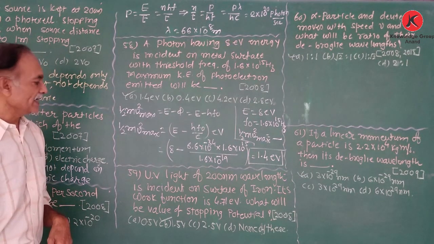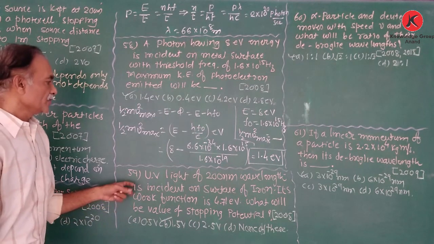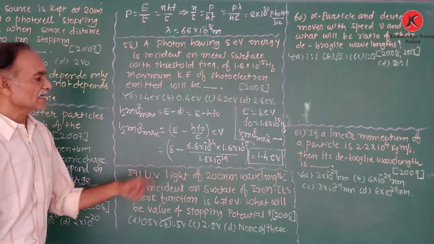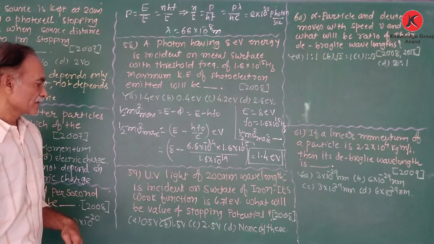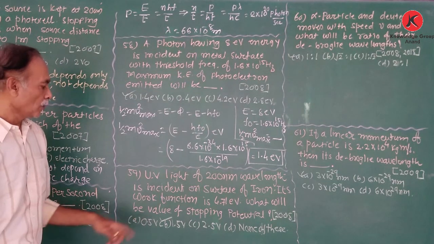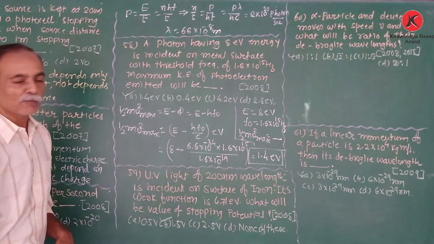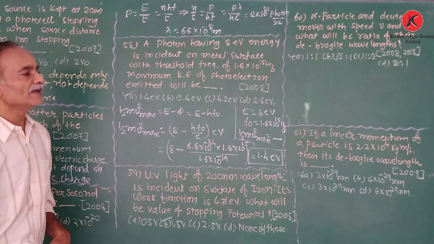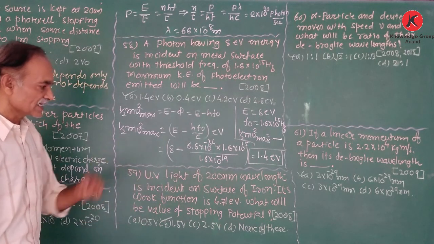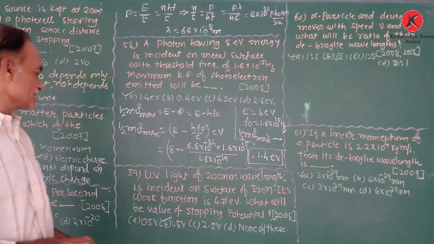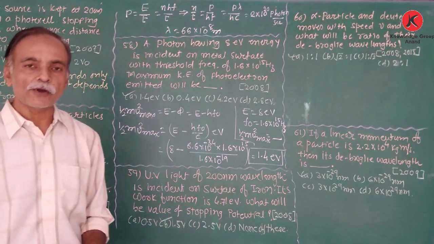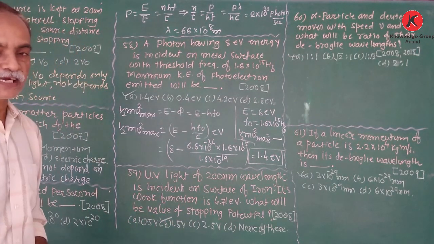After that, UV light of 200 nanometer wavelength is incident on the surface of iron. Its work function is 4.71 electron volt. What will be the value of stopping potential? We have to find the value of stopping potential V0. That was asked in 2008. The options are 0.5 volt, 1.5 volt, 2.5 volt, and the fourth option is none of these.